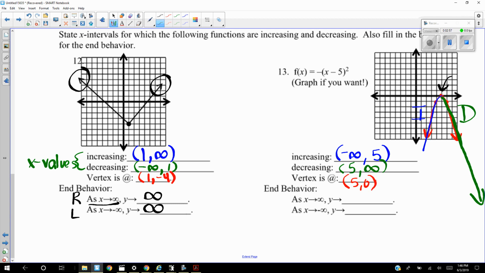And then lastly, in end behavior, the right end, the right arrow is right there. It is going down, and so is the left arrow. So the end behavior is negative infinity for both. It's possible for end behaviors to be opposites. It all depends on which direction those arrows are going.